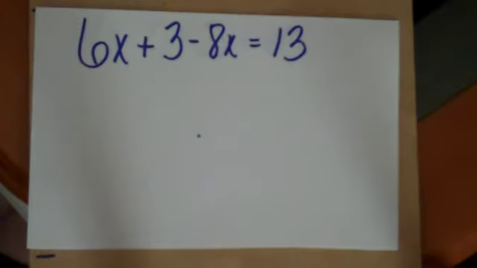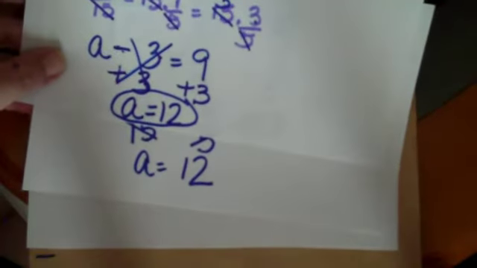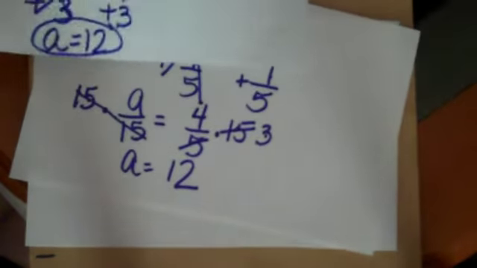Okay, now we're getting into a little more complex problem. By the way, I did want to go back and show you, we got A is 12 on both of them, when we did it just using the fractions and when we did it getting rid of the fractions.